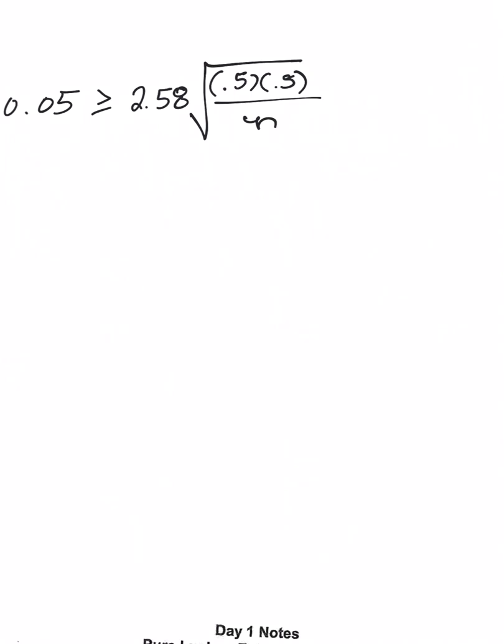square it, multiply, what you get is the n multiplies over to this side, so it ends up reading greater than or equal to. You see where you made your mistake? So we're going to divide both sides by 2.58.